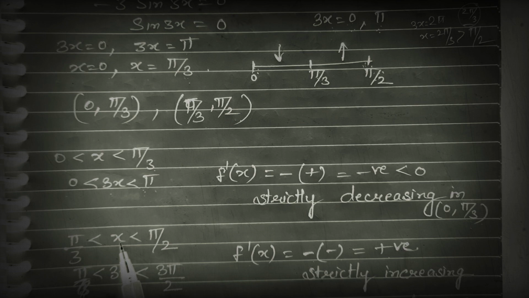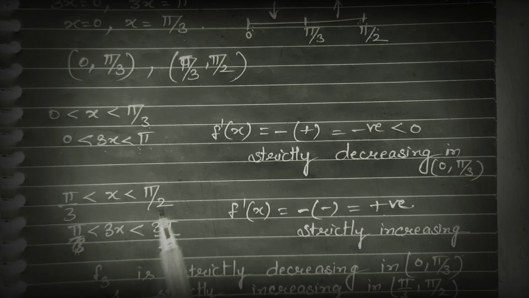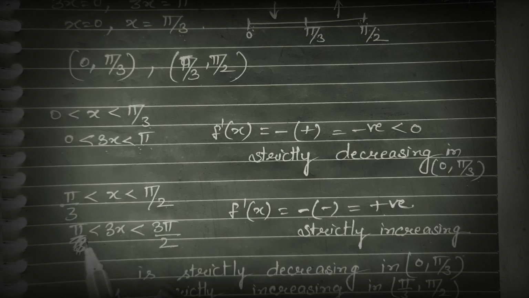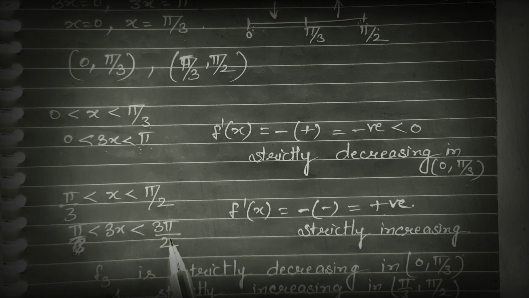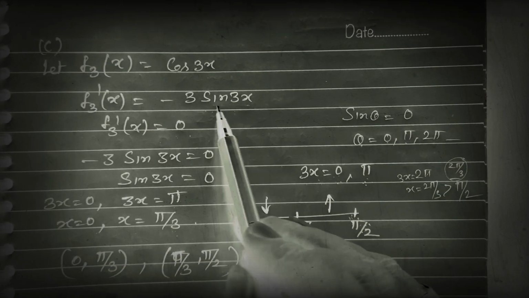But if we take x lies between pi by 3 to pi by 2, then where will 3x lie? From pi to 3 pi by 2. Multiply by 3 with all, so it will be pi to 3 pi by 2. If 3x lies between pi to 3 pi by 2, it means third quadrant. In third quadrant, sign is negative.